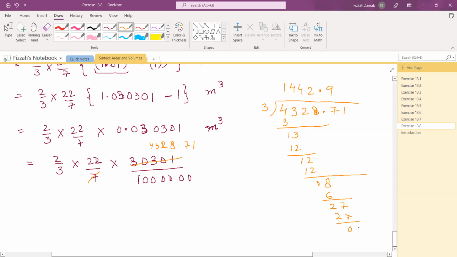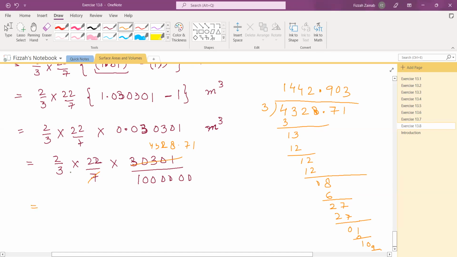Then 0. Then I'll pick this one and it will go 0 times. So 0. Now I have 1 because I already have one decimal, so I'll straight away put a 0 here. And then 3 into 3 is 9 and so on. So let us keep it left to 3 places of decimal. So basically I further divided it by 3.